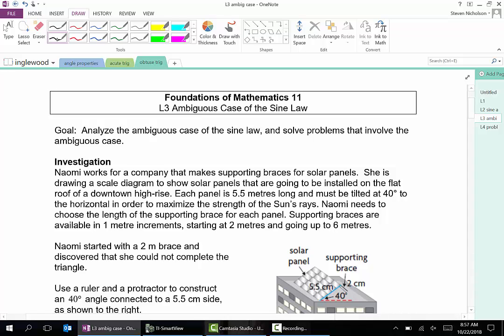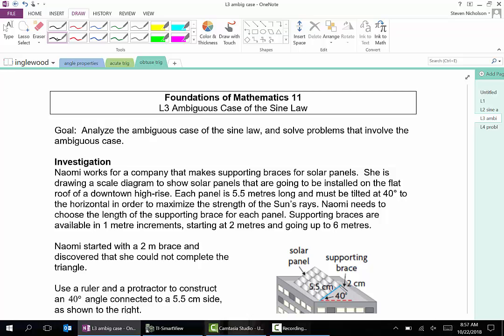Today we're going to look at the ambiguous case of the sine law, and then we're going to go ahead and solve problems. It is really important today that you actually construct or try to construct the triangles that I'm going to give you so you can see how obvious the answer is. Today the question is going to be, how many triangles can you draw?